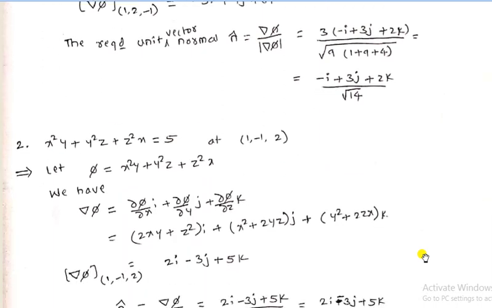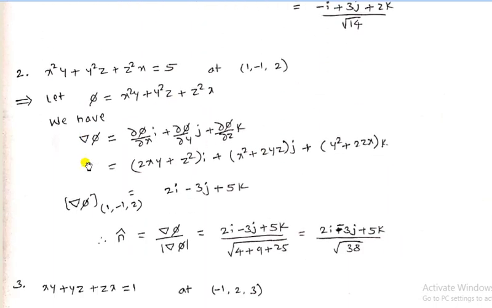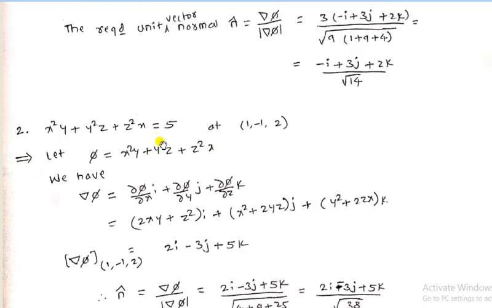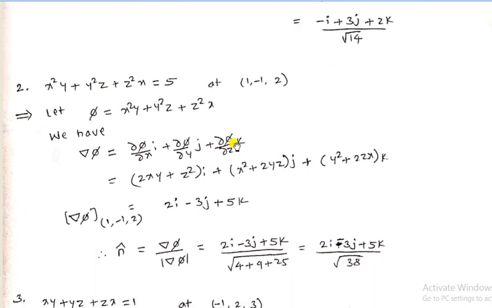Next example, x square y plus y square z plus z square x is equal to 5 at the point 1, minus 1, 2. So here also we are calculating the unit normal vector. So first denote the given equation as phi, then use the definition of del phi, that is dou phi by dou x into i, dou phi by dou y into j plus dou phi by dou z into k.